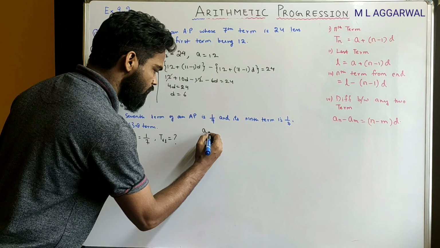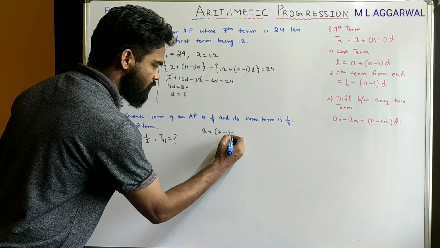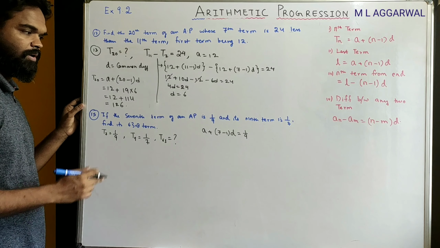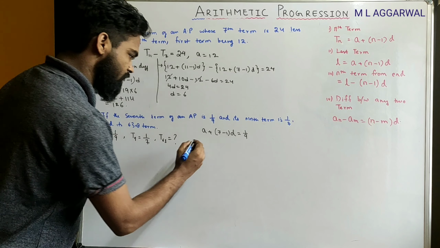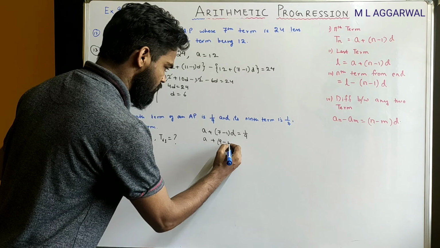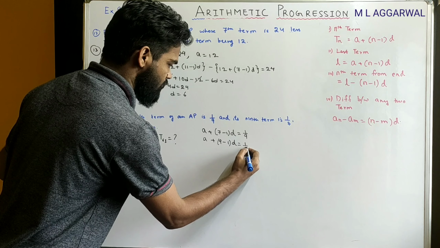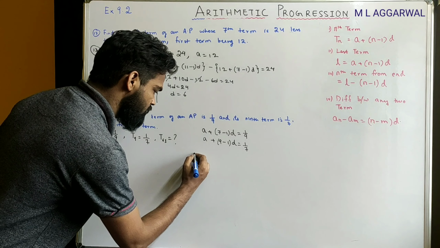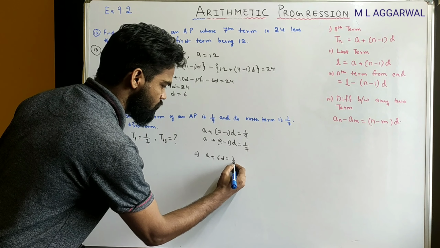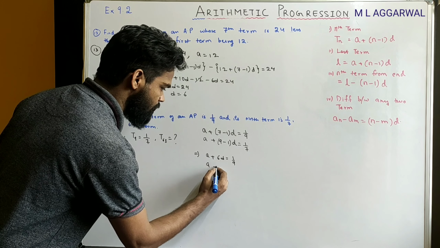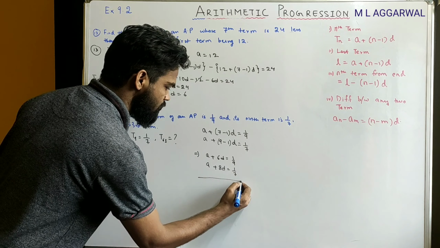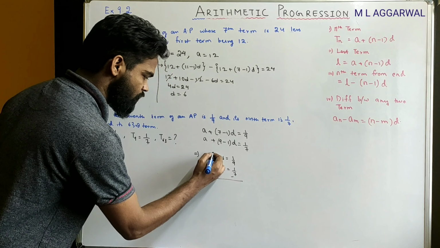T7 will be what? A plus 7 minus 1 D is equal to 1 by 9, if A is your first term and D is the common difference. Similarly, T9 will be A plus 9 minus 1 D, that will be equal to 1 by 7. If I solve it, A plus 6D equals 1 by 9 and A plus 8D is equal to 1 by 7. Simply subtract it. This is simultaneous equation. This goes away.